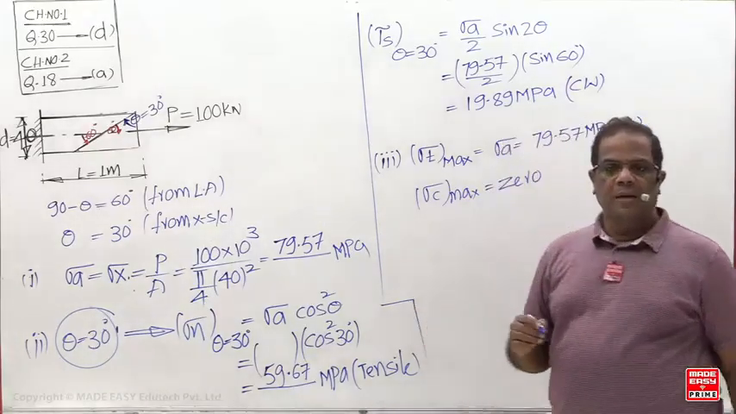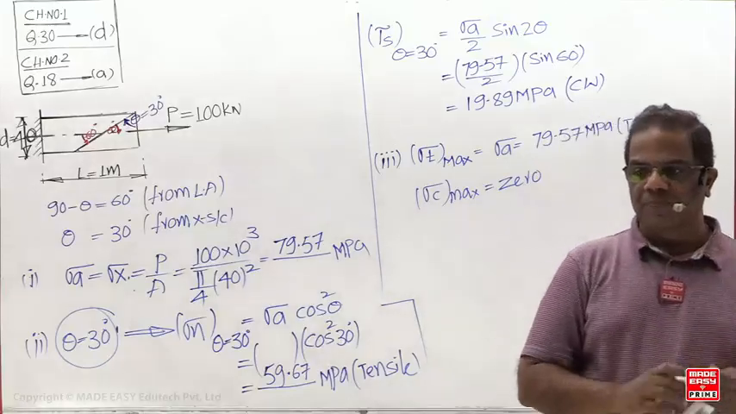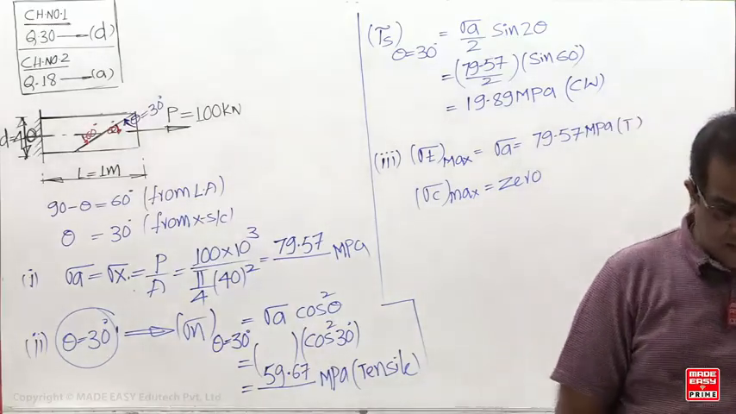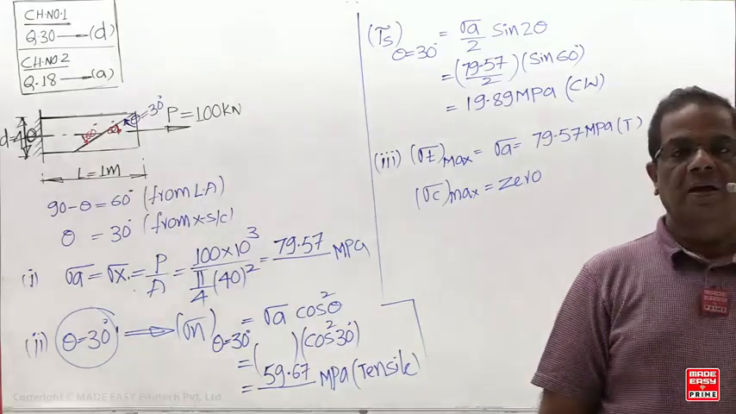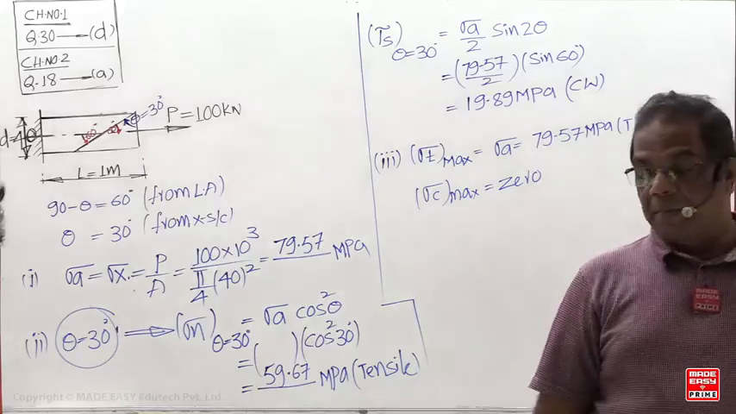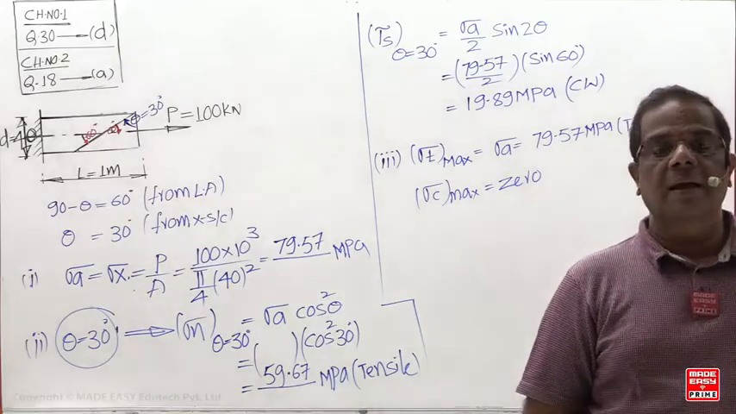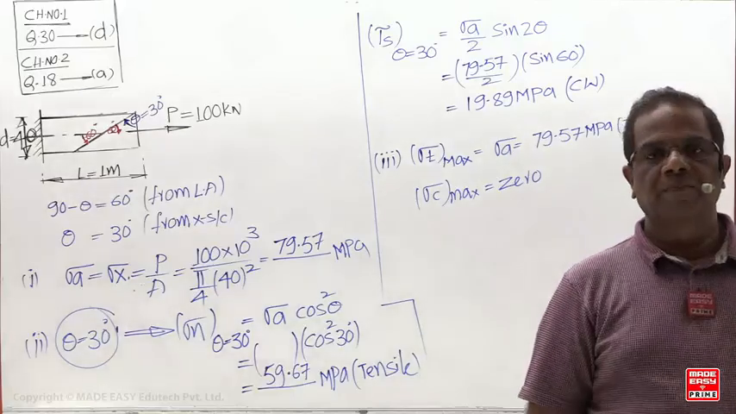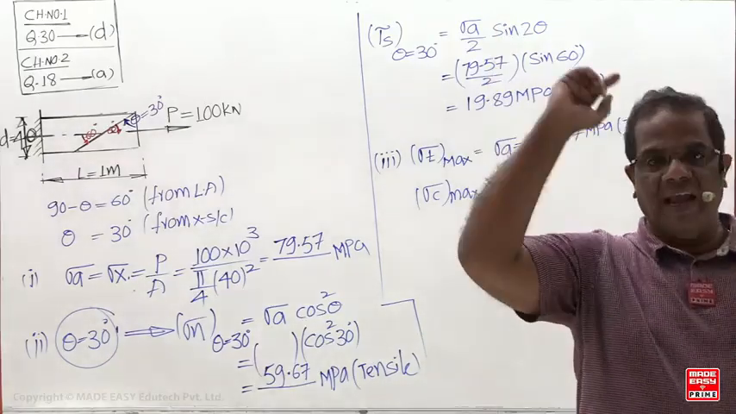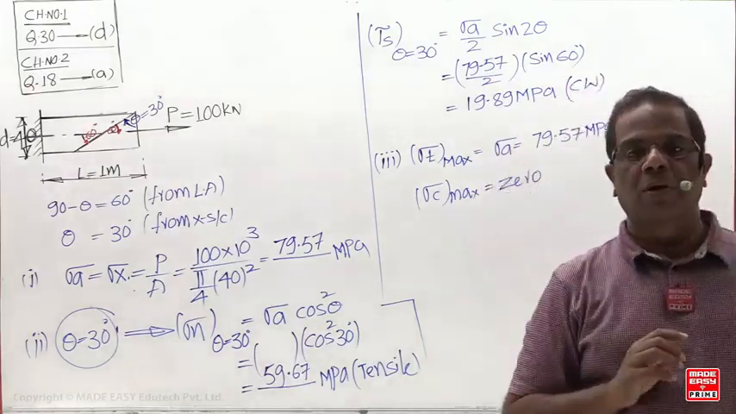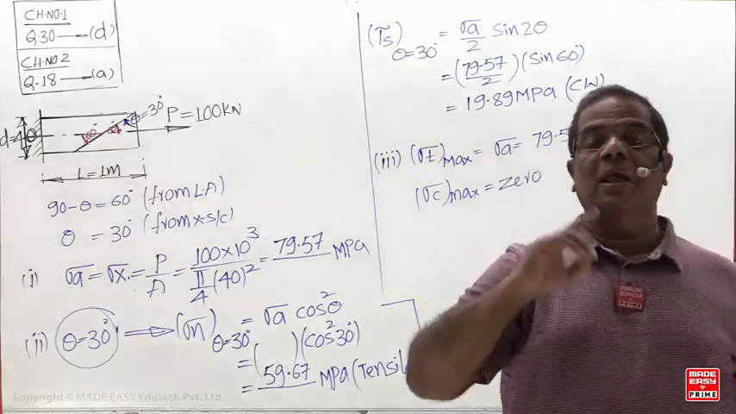What you have studied now: what is the maximum normal stress value? Maximum normal stress value you got as P by A. And what is the minimum normal stress you got? Minimum normal stress you got as 0. Maximum value got as P by A, minimum value I got as 0. Means all the remaining values are positive.